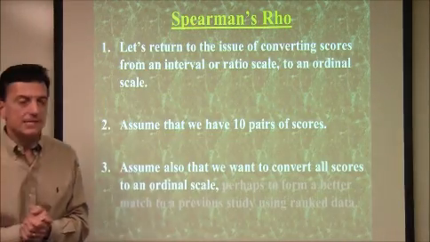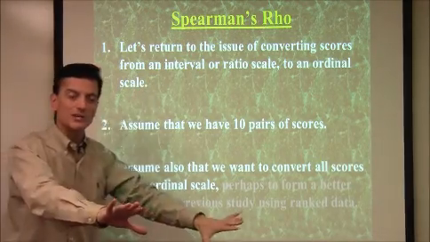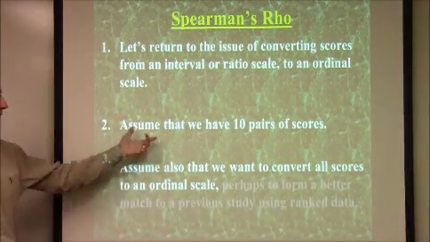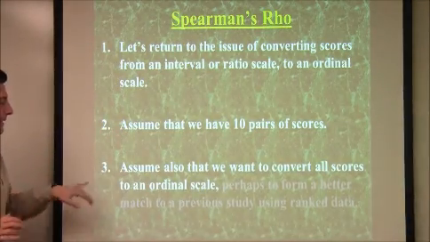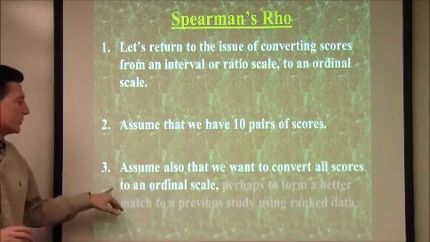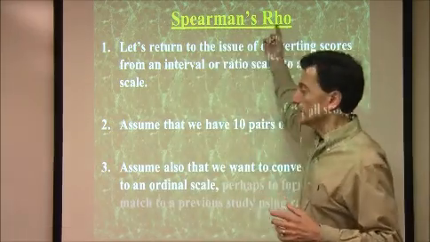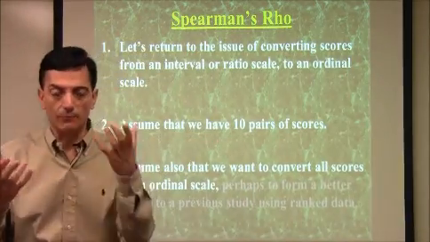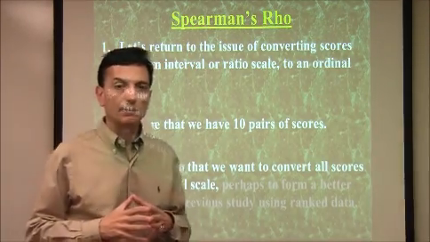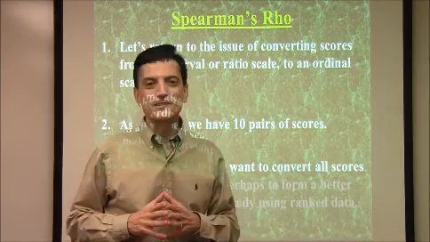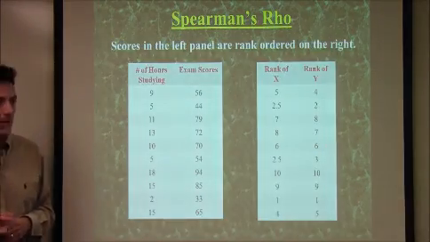Okay? Okay. So now what we're going to do is return to the issue of converting scores from an interval or ratio scale downward in sophistication to an ordinal scale, and we'll assume that we have 10 pairs of scores. Okay, and we'll see how we make this kind of conversion. Assume also that we want to convert all scores to an ordinal scale. And the reason for doing this is we're trying to get a Spearman's Rho going, and we want to have 2 sets of rank-ordered data. Okay? It might also be the case that you and I are interested in replicating an earlier study, and the earlier study had used the Spearman's Rho. So we'll take a look at how we might go ahead and do that.